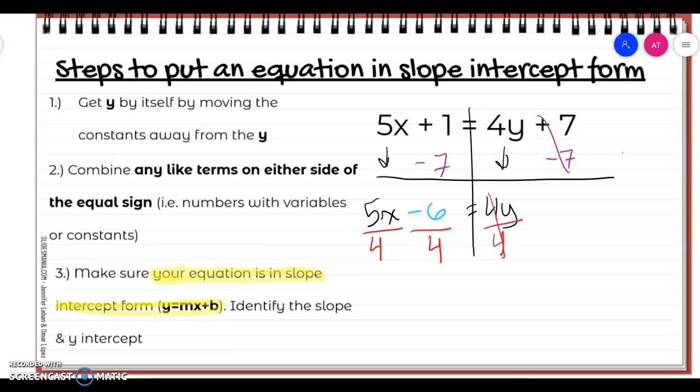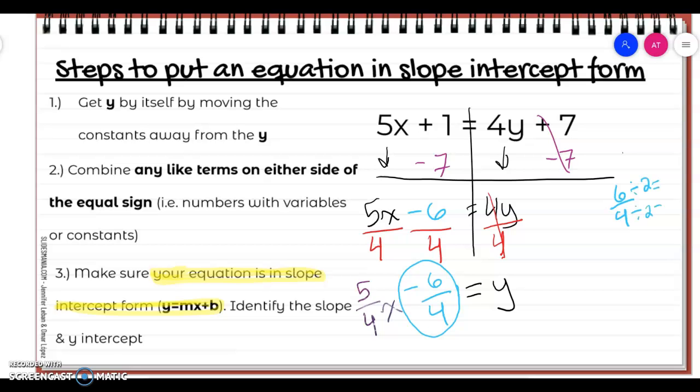So now these 4's are going to cancel. I'm left with y equals, I have a negative 6 over 4. And then since 5 and 4 can't go into each other, we're just going to leave it as 5 over 4x. But if you look at right here, this negative 6/4, I can reduce that, right? So off to the side, I'm going to go 6 over 4. What is the highest number that they both go into? A 2. They both can go into 2. So I'm going to divide the top and the bottom by a 2. And I'm going to get 3 over 2.